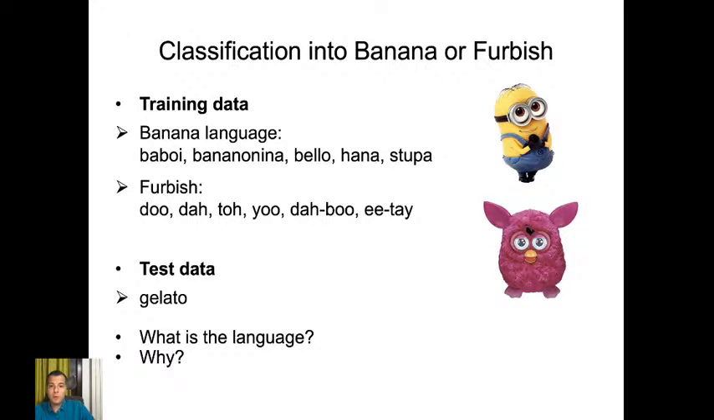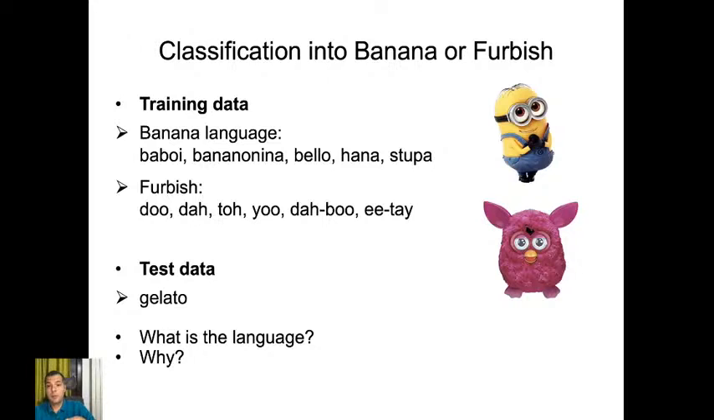But for example, in banana language, we also have a word that contains the bigram EL, and we also have the bigram EL here. So maybe it could also be banana language. Actually, in order to get the ground truth answer for this one, you have to know that the hypothesis is more complex. You have to know that the words in banana language are actually borrowed, or small adaptations, from words that exist in different languages from Earth, while Furbish is completely generated.